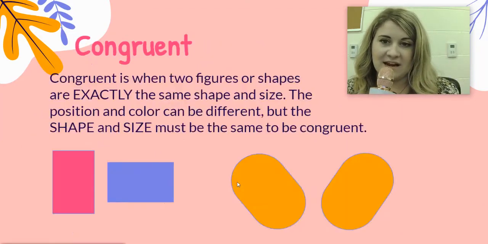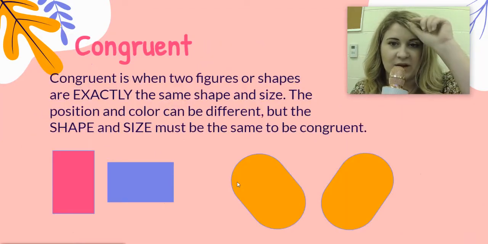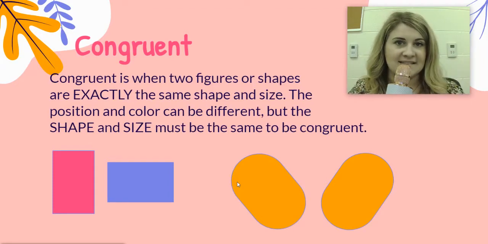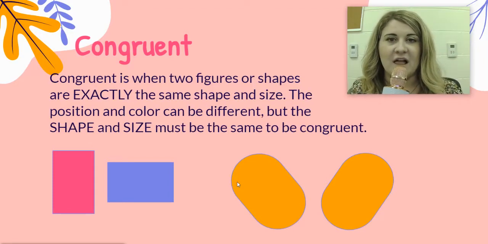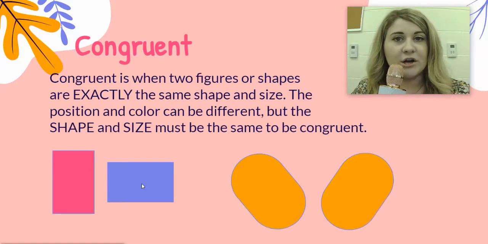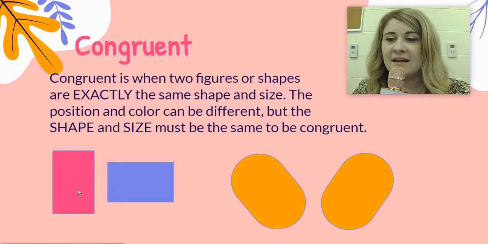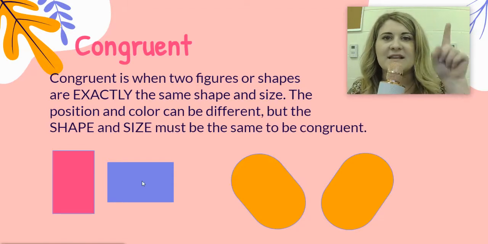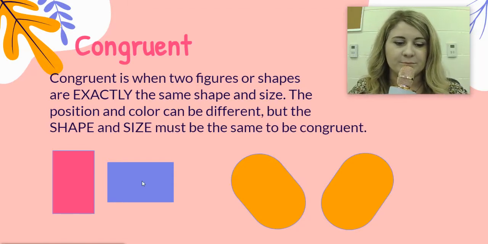So let's talk about congruent. Congruent is when 2 shapes are exactly the same, shape and size. Okay, the position and color don't matter. They can be different colors and still be congruent. Even though this is pink and this is purple, they are congruent because they're both rectangles and they are the same size. Even though this one's rotated, it doesn't matter. As long as they're the same shape and size, they're congruent.